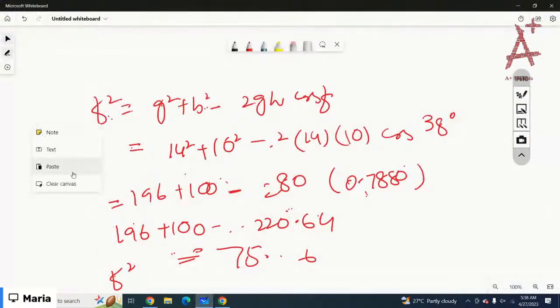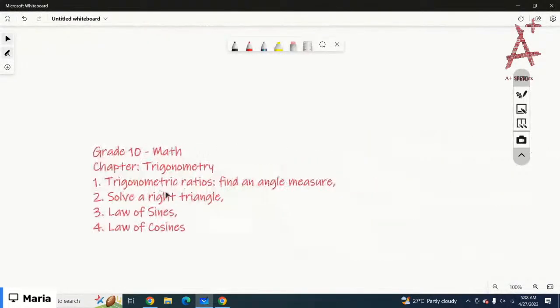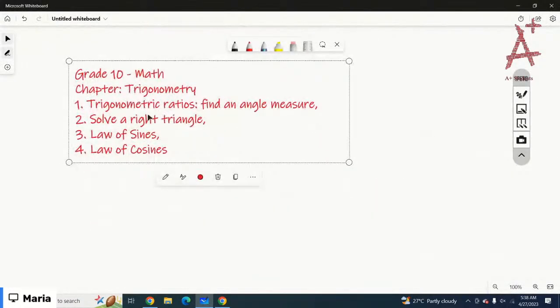So we're working on grade 10 maths. The chapter we're working on is trigonometry. And the lessons we have covered today are trigonometric ratios, find an angle measure, solve a right triangle, law of sines and law of cosines. Please make sure before the next session you complete all the test questions for the lessons we did today. So if you need more help with any of the lessons, you can contact any tutor on the Skype.